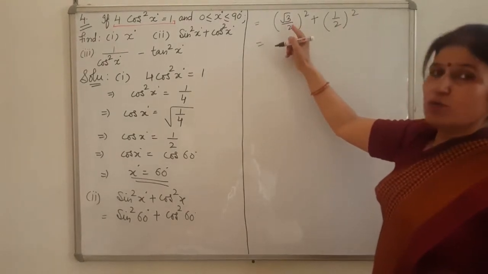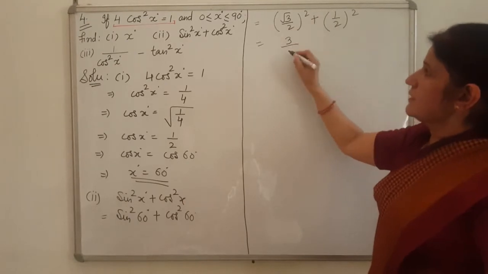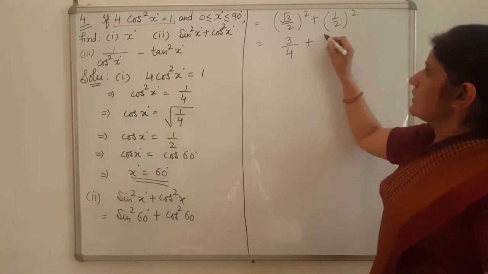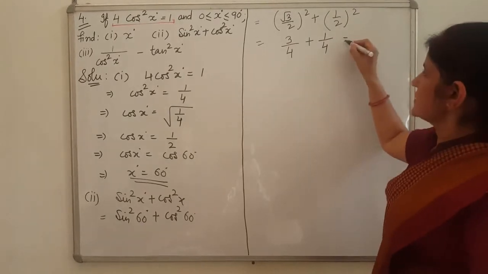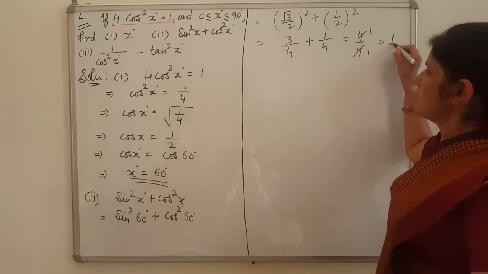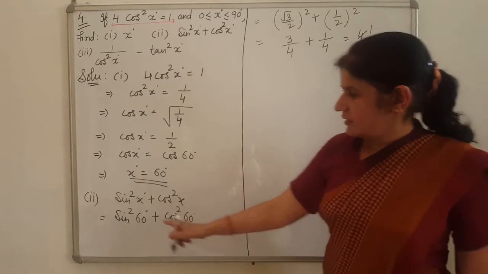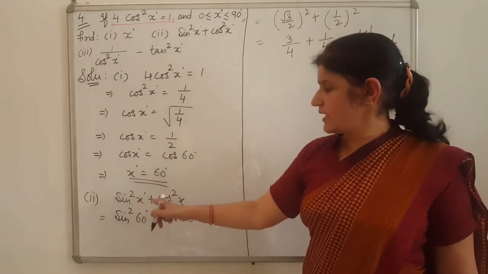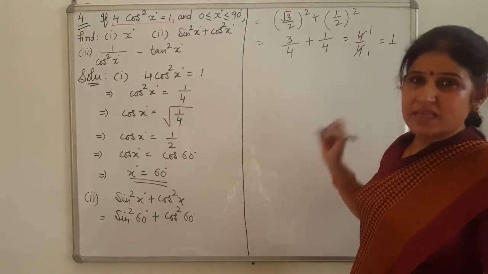Now the square of root 3 is 3, so 3 will come over 4. Square of 1 is 1, square of 2 is 4. Now both are like fractions. Add them and reduce, we get it is equal to 1. And if you have learned in exercise 23A, before that there was one result, sin square A plus cos square A is equal to 1. So here it is coming the same.